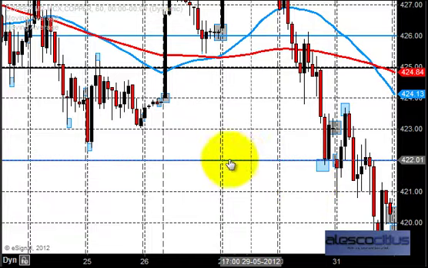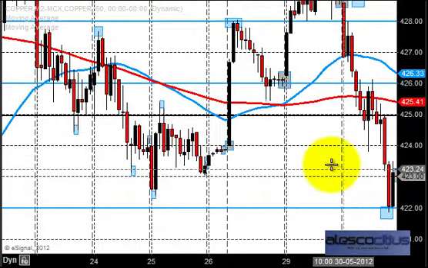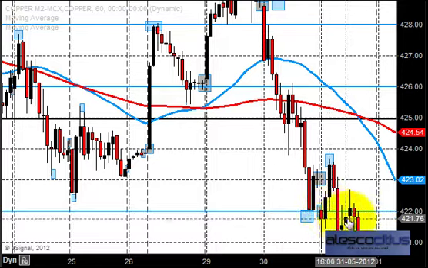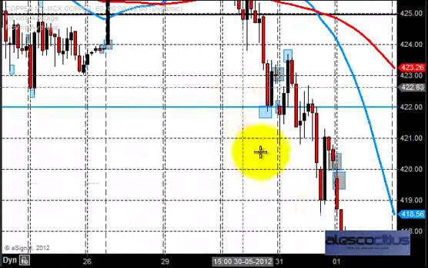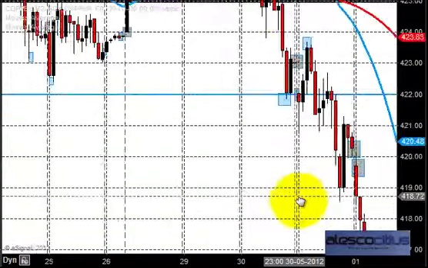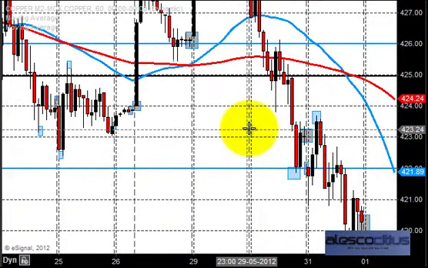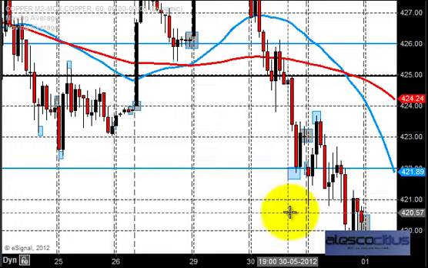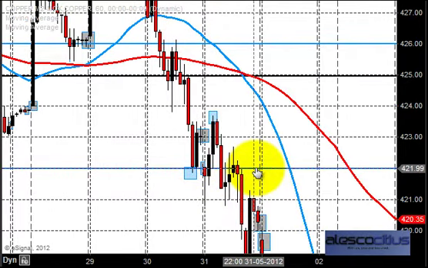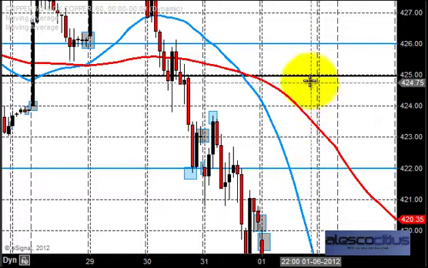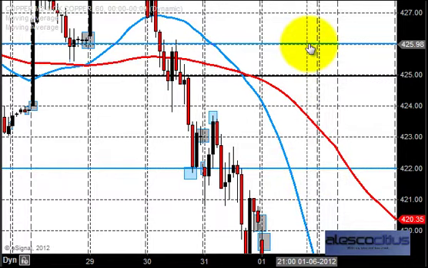Since it acted as a very good support that prevented the market from dropping, only after the market dropped below 422 and 426 did the market go for a huge selling a few weeks before. So that is a major reason why we are giving you a hint that this should act as a major resistance: 422, 425 and 426.